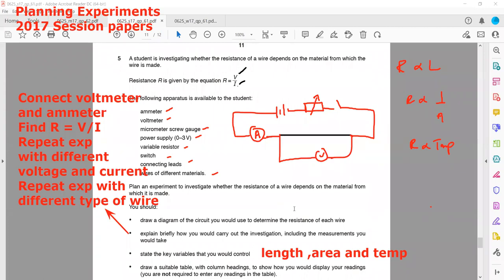Then draw a suitable table with column headings to show how you display your readings. We don't have to write anything, we just have to represent how we display our results. Because we are measuring a voltage, we are measuring a current, and we are calculating a resistance. Whenever you draw a table, it must be with column headings. So voltage is measured by a voltmeter, and the unit is volts. Current is measured by an ammeter, unit is amps, ampere. And the resistance you will calculate by using the ratio between voltage and current, and it will be in ohm. You don't have to write any numbers here. You just have to draw a table to represent how you display your readings.